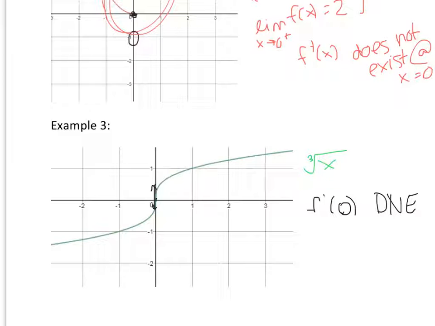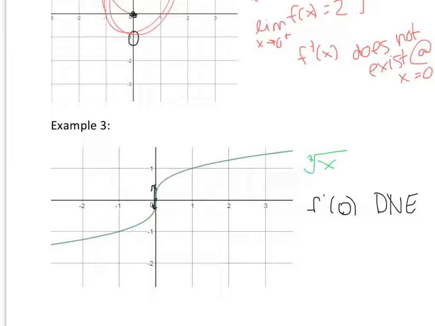Okay, so f prime of 0 does not exist there. Whenever you have a vertical tangent line, it doesn't exist, because obviously a derivative is a function, and vertical lines are not functions. Not only that, a vertical line has undefined slope. The derivative is the slope of the tangent line. So if the slope's undefined, the derivative is also undefined.